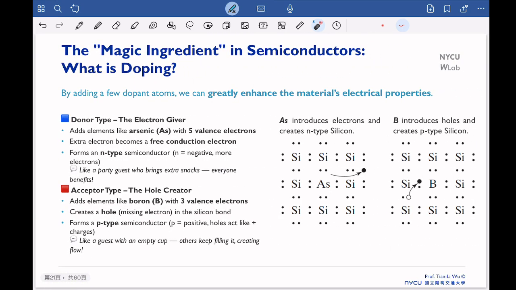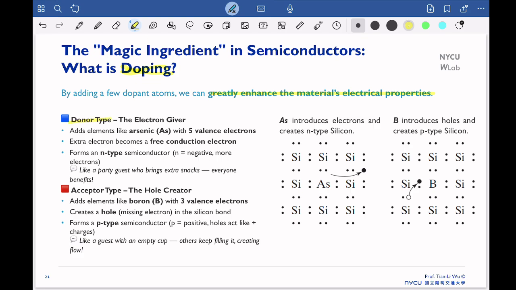And then the most magic thing for semiconductors is we can actually do something to change their conductivity. We can dope some additional atoms into it, and in the end their conduction will change. That's what we call doping. Doping means that by adding a few dopant atoms, we can greatly enhance the material's electrical properties, especially the conductivity.